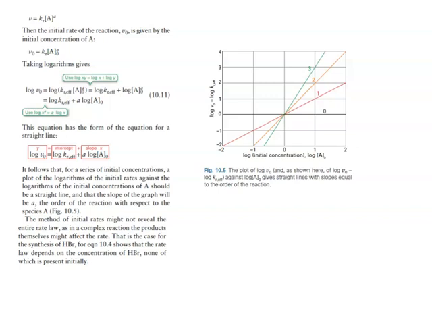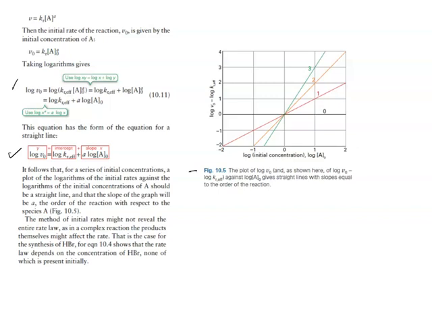Taking logarithms gives the following. And this equation has the form of the equation for a straight line when rearranged, so that the log of the initial rate equals the log of the effective rate constant plus a times the log of the initial concentration of A. It follows that for a series of initial concentrations, which we can model experimentally, a plot of the logarithms of the initial rates against the logarithms of the initial concentrations of A should be a straight line, and that the slope of the graph will be a, the order of the reaction with respect to species A.